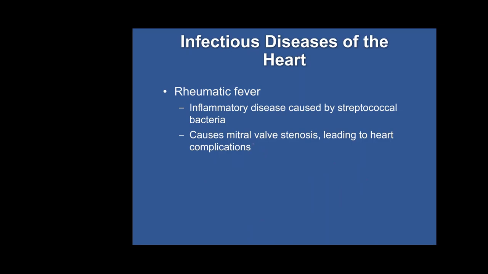Rheumatic fever causes mitral valve stenosis, which, like I said, is just a restriction of the opening through the mitral valve, right? Which means less blood is going to be getting from the left atrium down to the left ventricle, just because it's a narrower opening there. So we're going to have less blood flow getting through there.